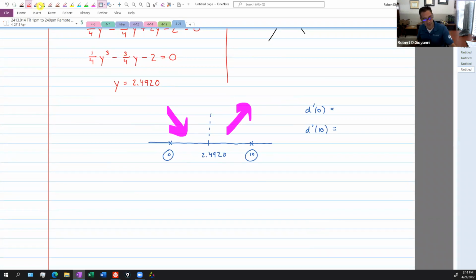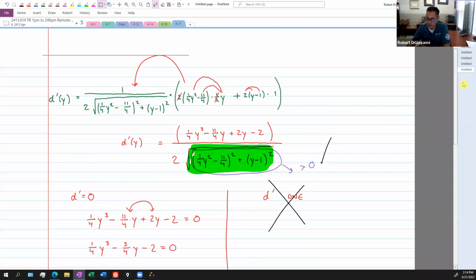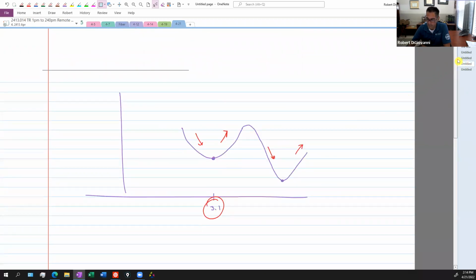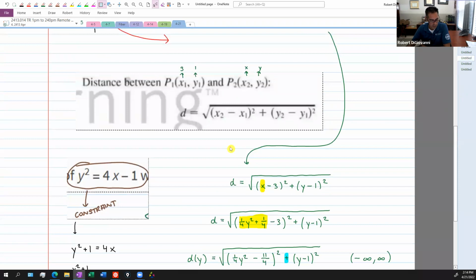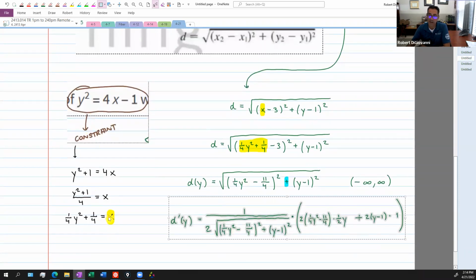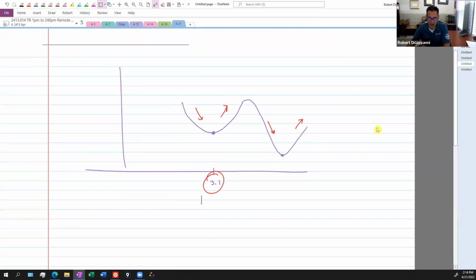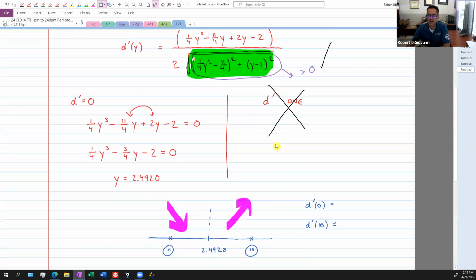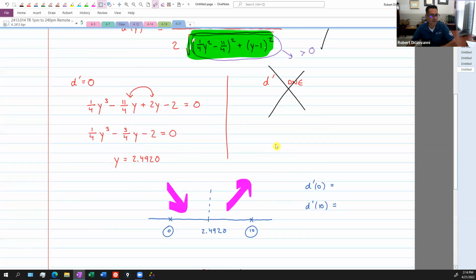So this tells me that y must be 2.492. And once I know what y is, I can go get x. How do I get x from y? Go back to the constraint. Here's the constraint. We had solved for x. Plug in the y value here, and we get x. Did this just get very complicated very quickly here? Like this example, right?